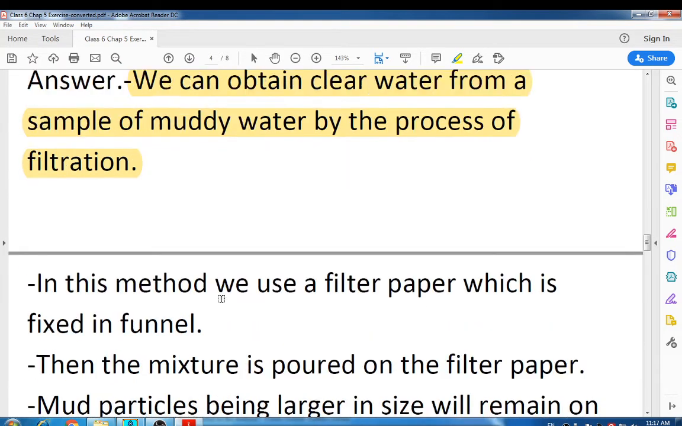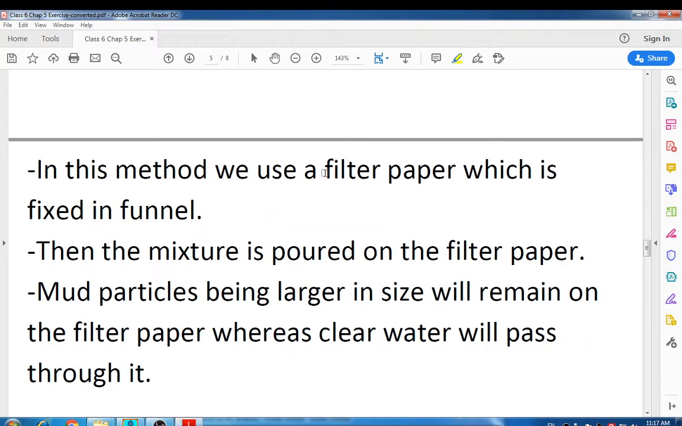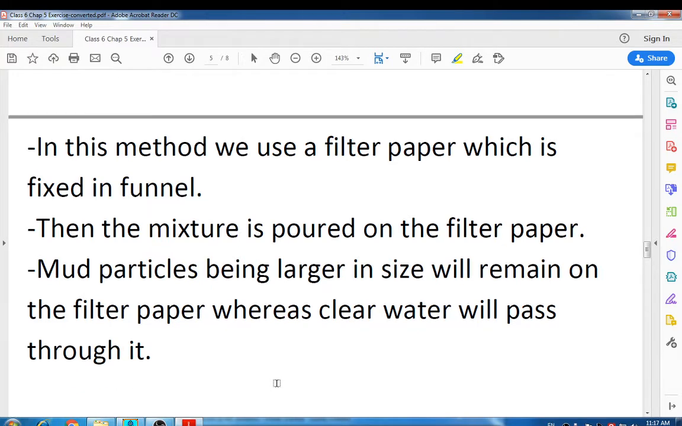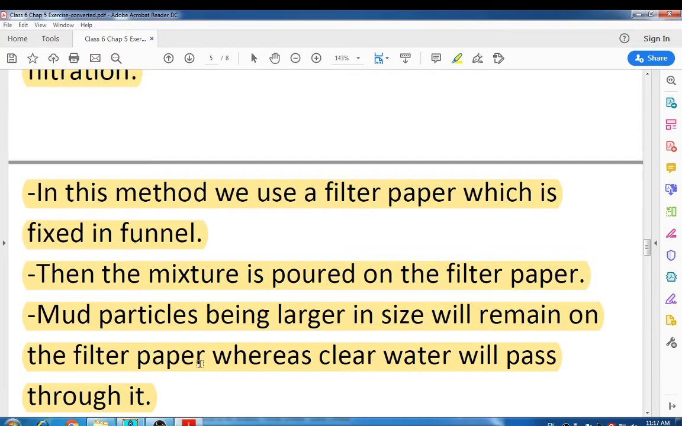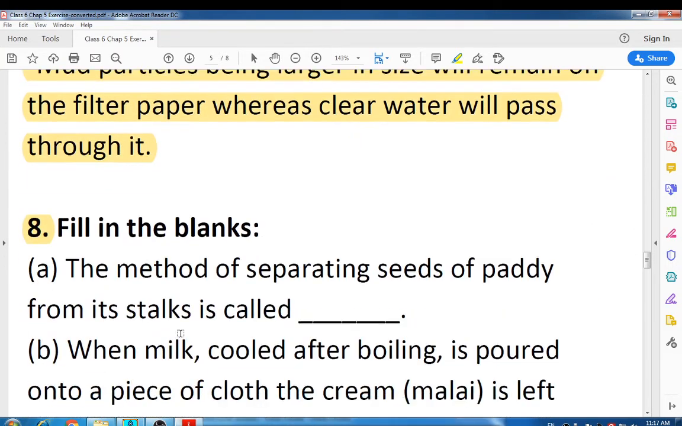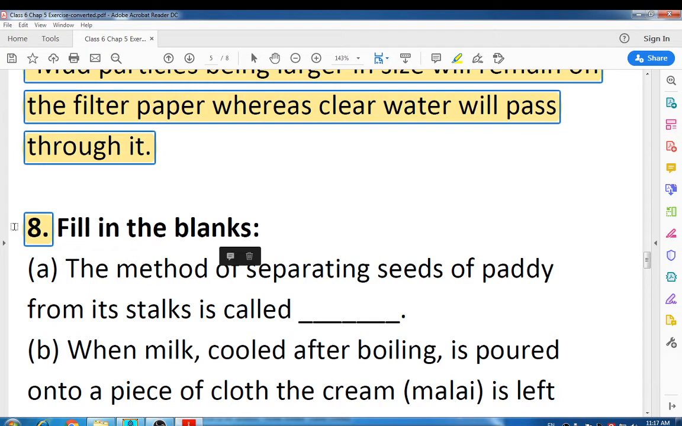Understood? So in this method we are using a filter paper which is fixed in a funnel. Then pour the mixture on the filter paper. The mud is remaining on that filter paper and clear water will pass through it. Okay. So you can write that answer in your own words. Next question number 8, that is fill in the blanks.